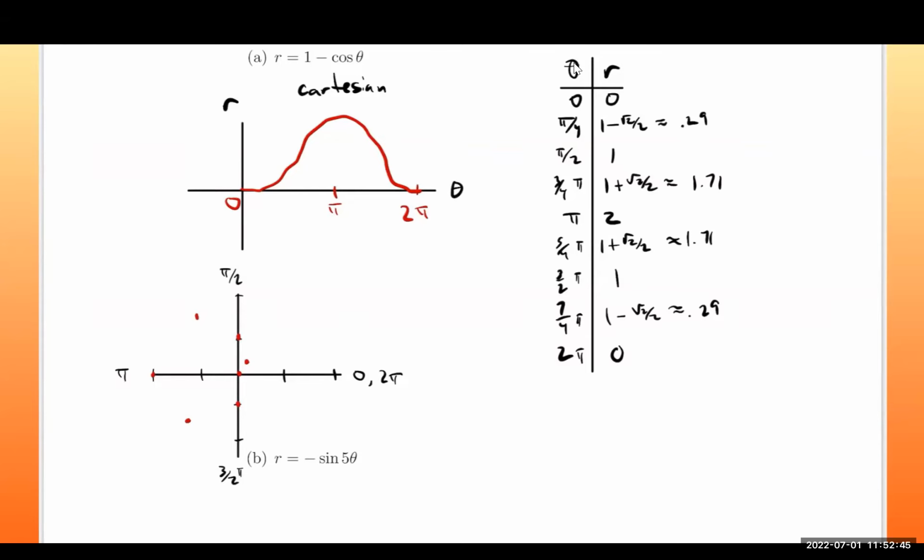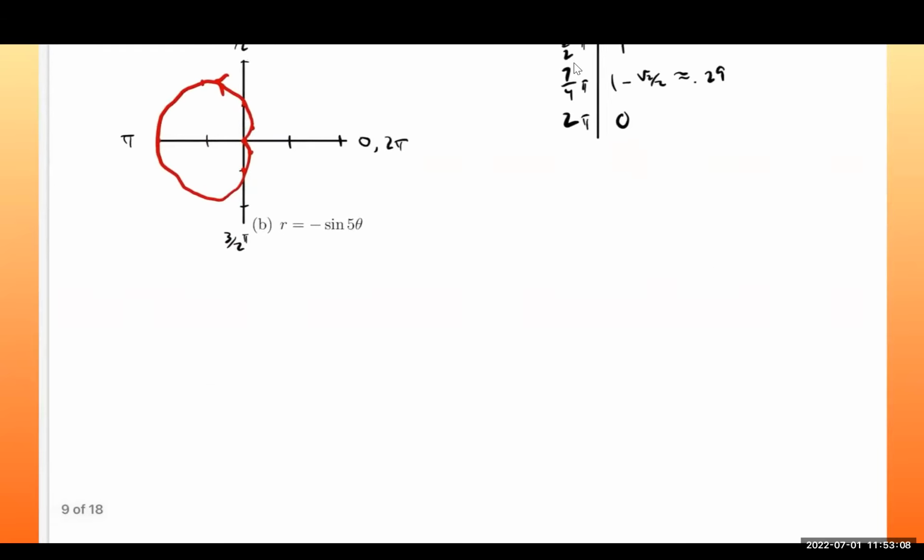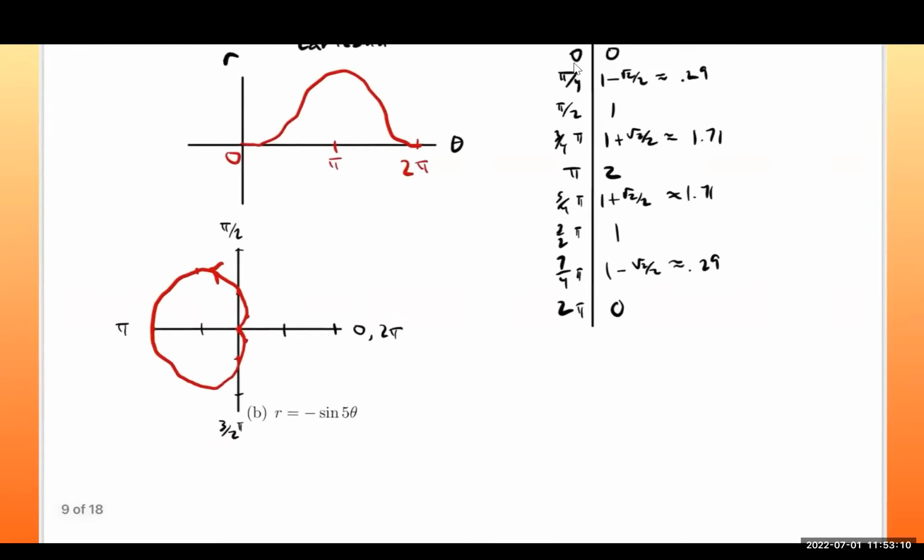And then for 7/4 pi, it's going to be 0.29. And then back to 0. So it's going to look like this. And the direction is this direction. It goes that direction. All right, so it's not a perfect graph, but you get the idea.